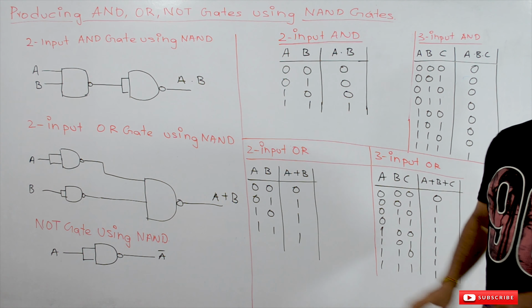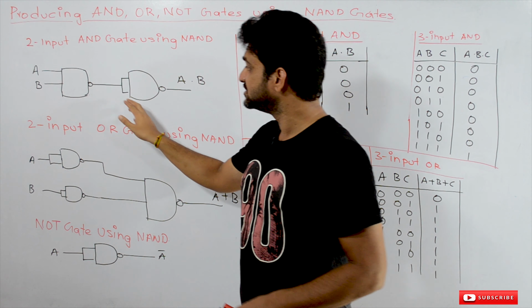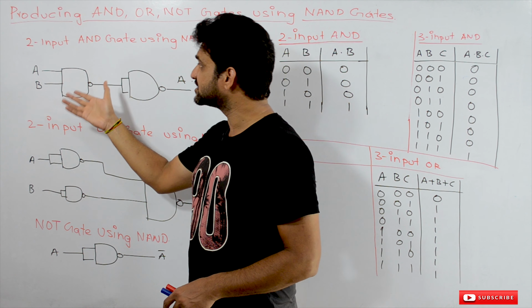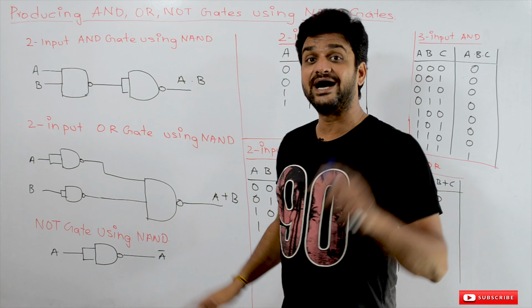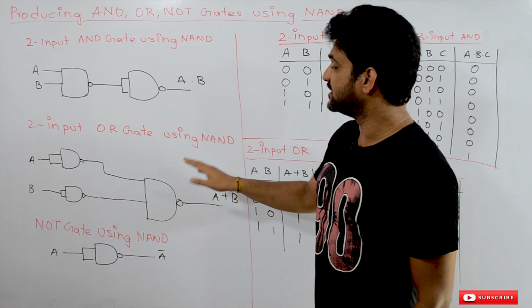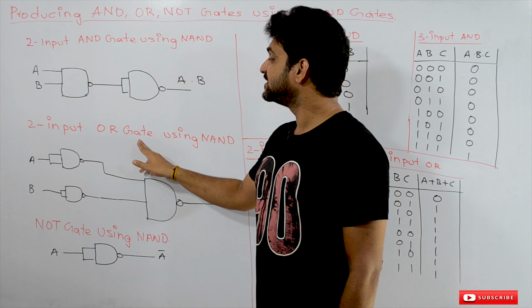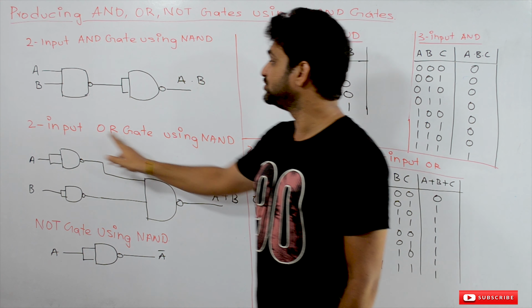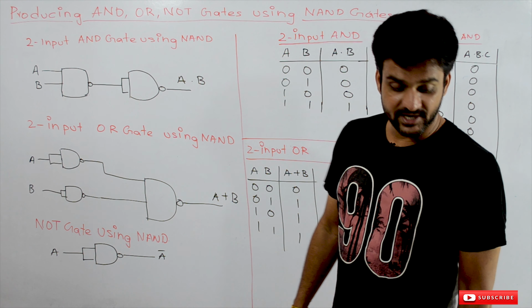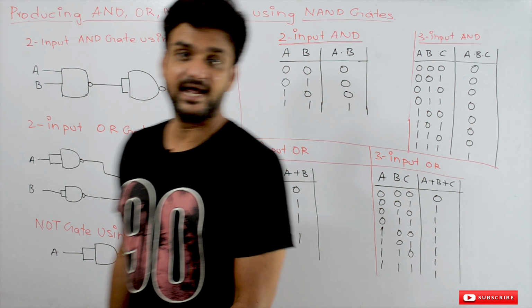Here are the circuits that are used to create them. This is the circuit that is used to create a two input AND gate, using NAND gates. We can create a two input AND gate. Similarly, this is the circuit for creating a two input OR gate using the NAND gate, and this is the circuit for creating a NOT gate using the NAND gate.